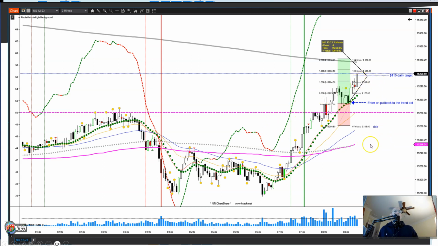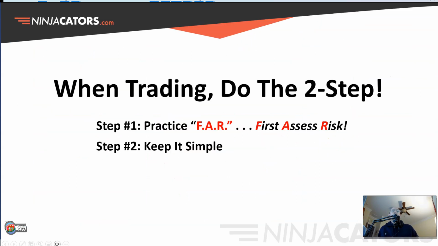Keep it simple. Be disciplined in your approach. And as I said at the beginning of this, practice FAR. First assess risk. Because remember, if you lose 50%, you've got to gain 100% to get back to break even again. So you've got to contain those losses and put the brakes on real quick when it starts to threaten to go against you. So when trading, do the 2-step. Practice FAR. First assess risk, and number 2, keep it simple.